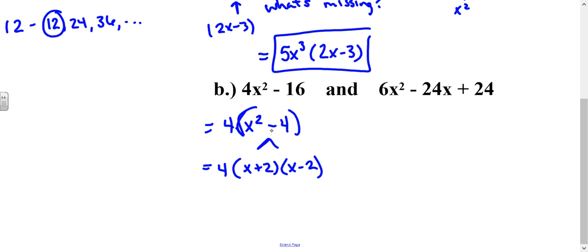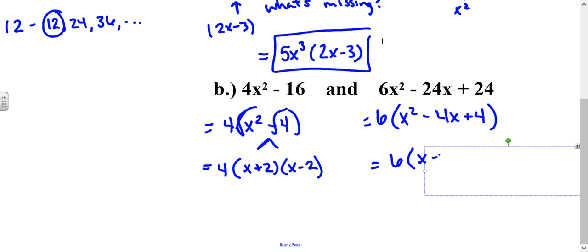We can take the square roots of both of these numbers and we get 2 and 2 and x and x, so we have to have one of each sign to make it work out. Now for this one, the greatest common factor would be 6, and I would have left over x squared minus 4x plus 4. This is a general trinomial, which can be factored. We were looking for factors of 4 that add to be negative 4, and so we get negative 2 and negative 2. So that would be x minus 2 and x minus 2.